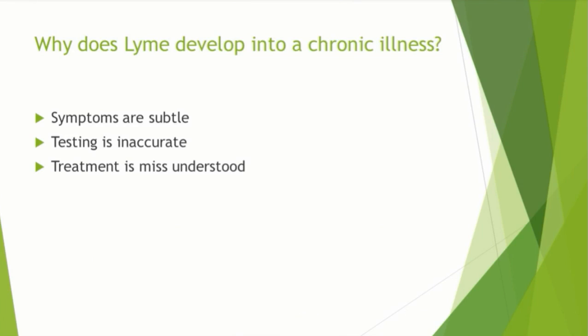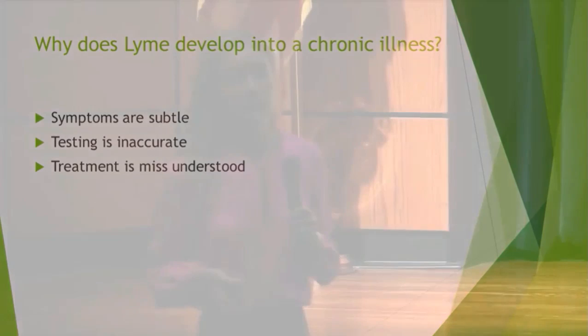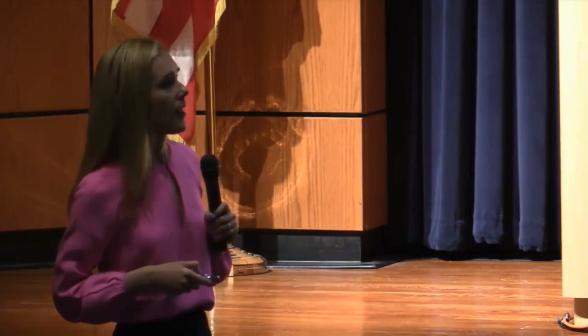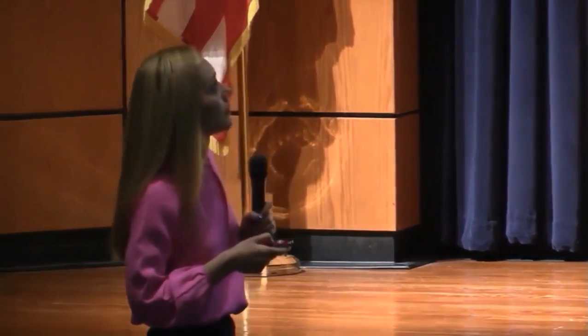So why does Lyme develop into a chronic illness? It develops into a chronic illness very simply because the symptoms are very subtle in many patients, and it's very easy to excuse these symptoms. It's easy to excuse because, oh, I have insomnia, it's because I have a new baby. I'm anxious because I just got this new project at work, and my memory is not good because I'm not sleeping well, and various others, and I have aches and pains because I was training for a marathon.